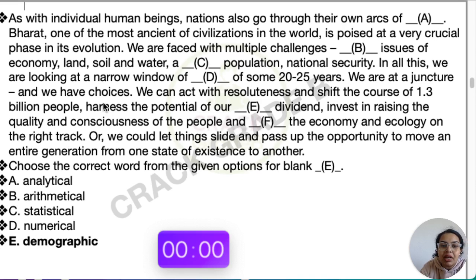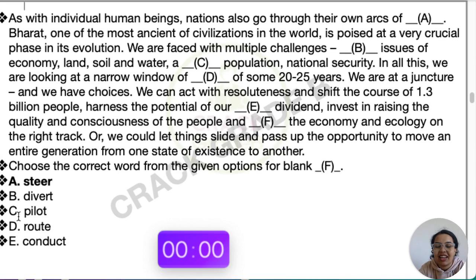The population related word is only one word, which is demographic. Demographic is something that relates to structure, the name given to the structure that relates to population. So arithmetical, we don't want any of these words. It has nothing to do with analysis, arithmetic, stats, number. Demographic is the contextual word here, and if you have read a lot, for sure you will be able to do this.